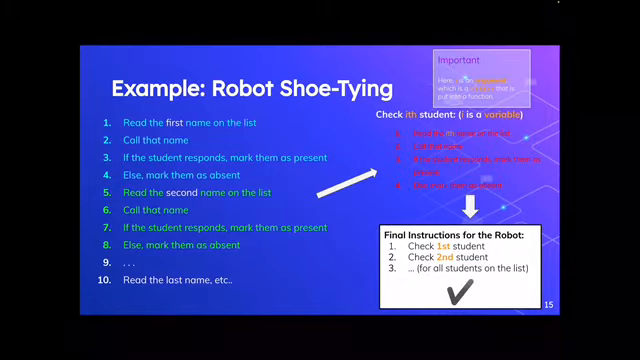So we start with I equals 1. So when I is 1, we check the first student. Then when I is 2, we check the second student, and so on until we get through all the students.